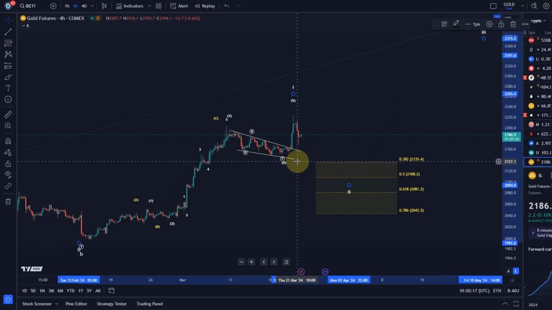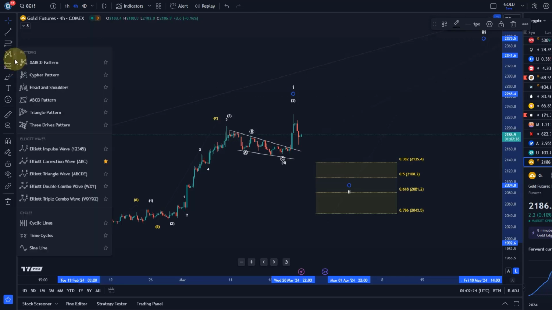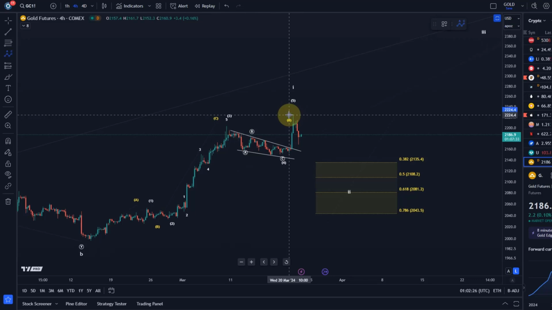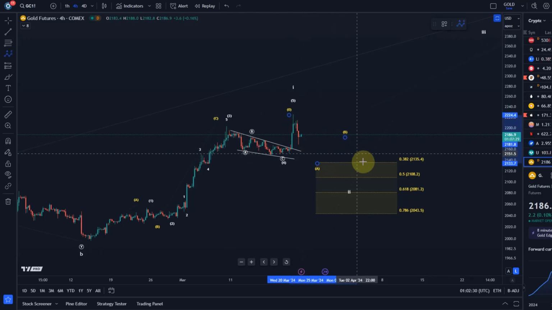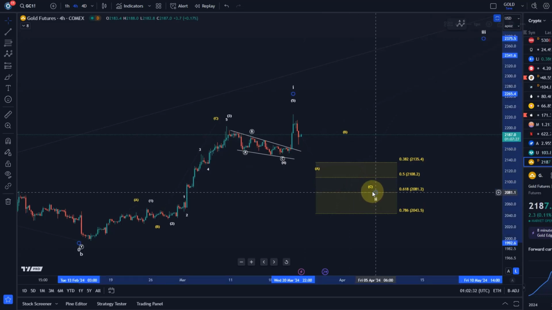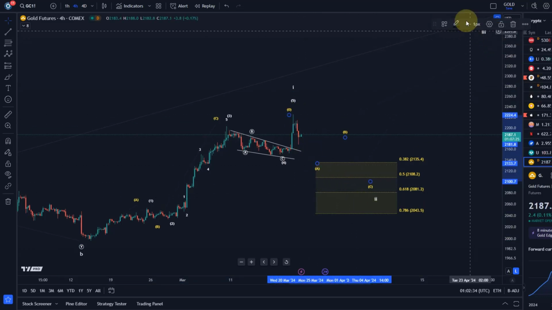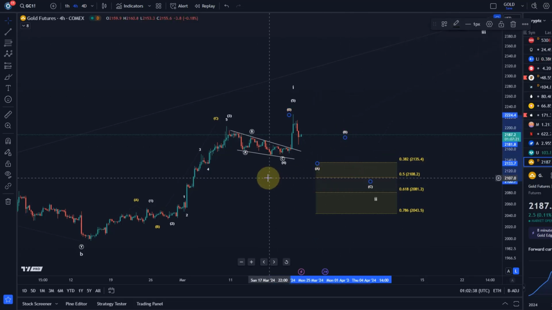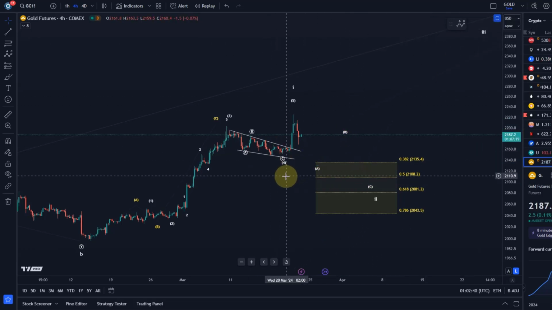Now the idea is, after 5 waves up, we get a 3-wave pullback. How would that look like? A 3-wave pullback would be called an ABC structure. So we would see how it could develop roughly like that. We're currently working on wave A. Then we could get a B wave rally and a C wave to the downside. This is sort of the preferred scenario.